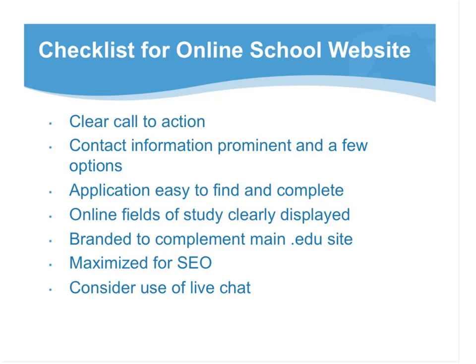Third, many consumers will want to go right into filling out an application, so this should also be prominently located. Fourth, display the fields of study. Ultimately, this is the school's product lineup, so you should put that front and center in the most organized way you can. Fifth, a website promoting online programs should have several prominent links on the main .edu website and should complement the look and feel of the main .edu website.